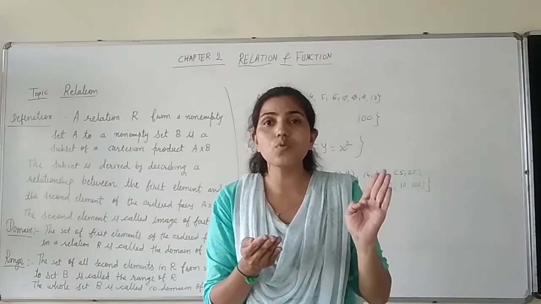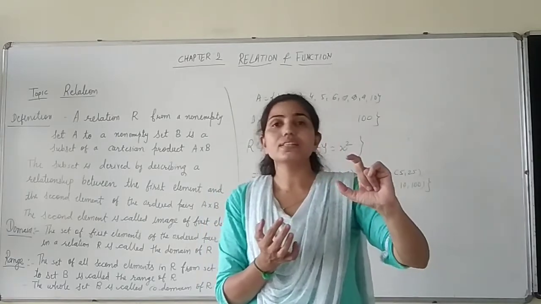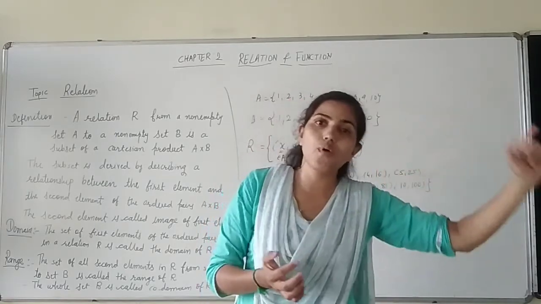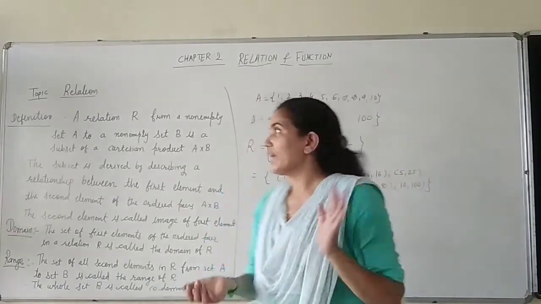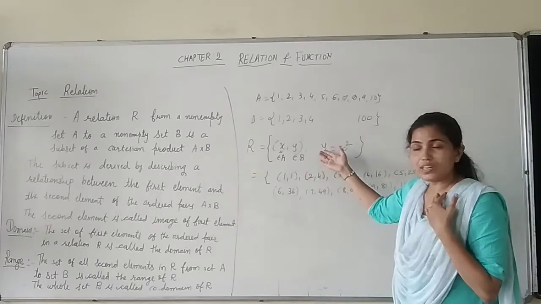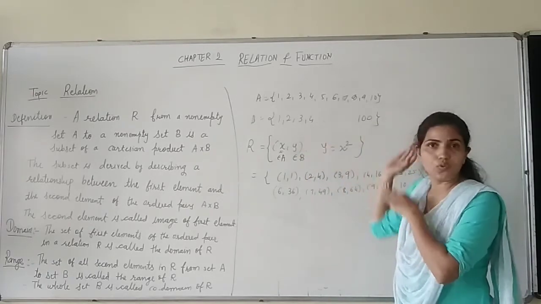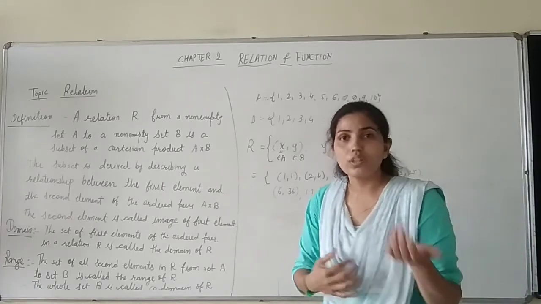So what is the relation in this case? The relation is x is a roll number of y. Okay, x is the roll number of y. So like this. Here what is the relation? The relation is x is the square root of y, or y is the square of x. Right? So this is called the relation.